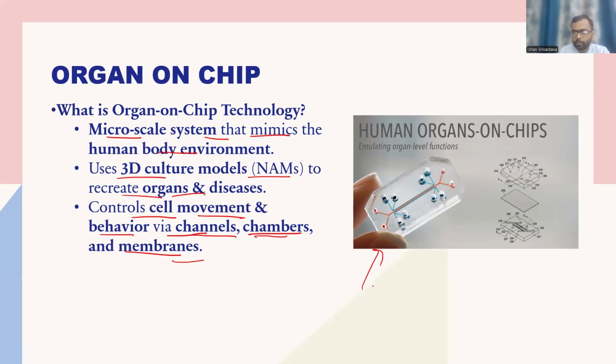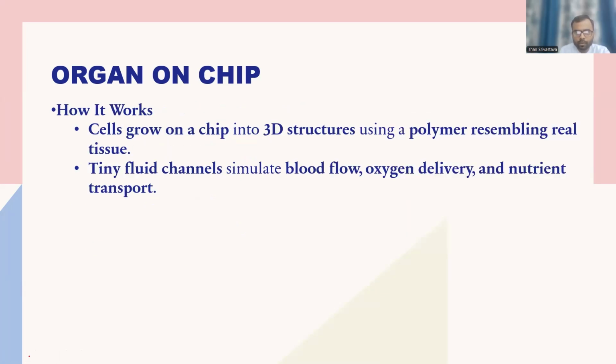You can see a little diagram over there, right? So it works by growing cells on a chip into 3D structures using a polymer resembling real tissue. Tiny fluid channels will stimulate blood flow, oxygen delivery, and nutrient transport. So they'll simulate these conditions on a chip, and right now you can do it for organs.